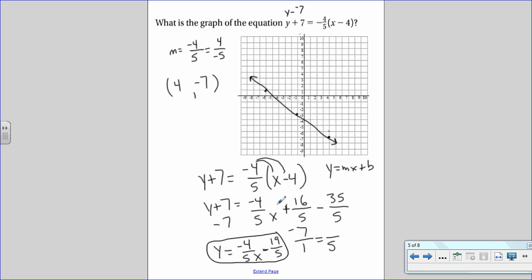And now we have that equation in slope-intercept form. So it's not hard to go from point-slope form to slope-intercept form. There may be times where you need to do that. It's just simple algebra. If you have any questions, please write them down.